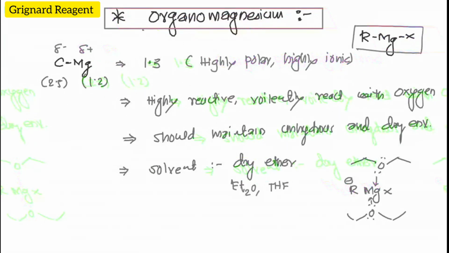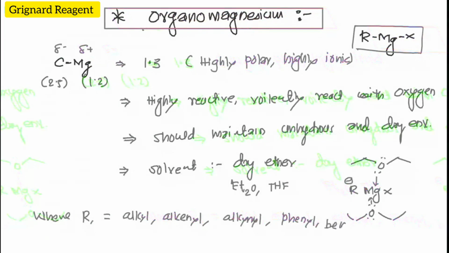You can use R, where R is anything: an alkyl group such as methyl, ethyl, propyl, whatever it may be. We can use the alkenyl group, the alkynyl group, phenyl, benzyl, vinyl, then propargyl, etc. That means all types of R can be used.